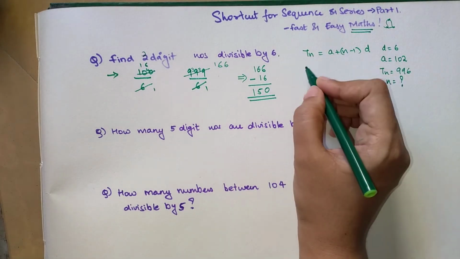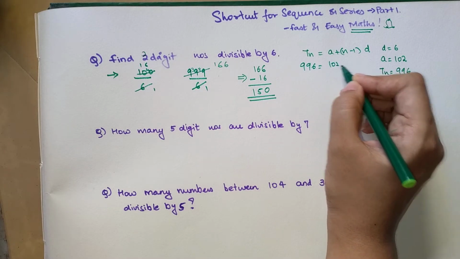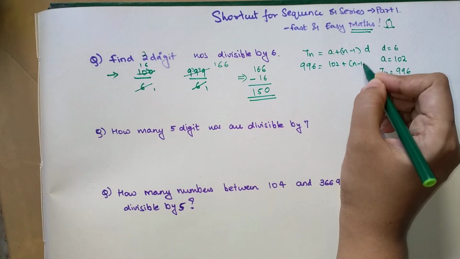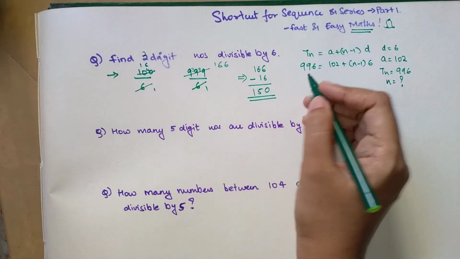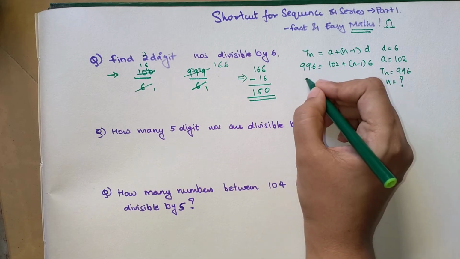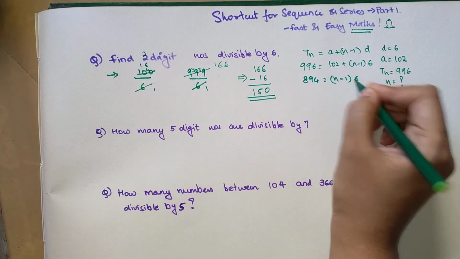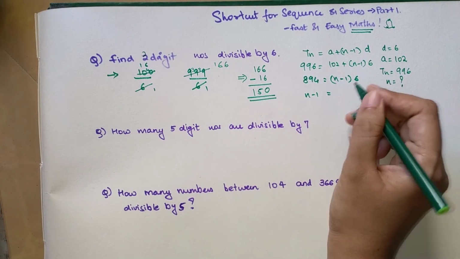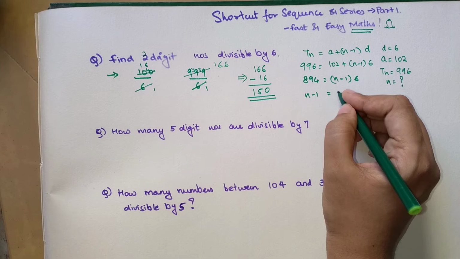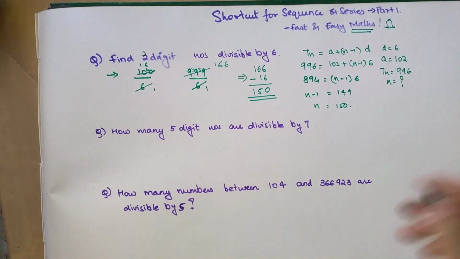So here, when I'm putting all these values, 996 is equal to 102 plus (n minus 1) into d, which is 6. So when I subtract 102 from 996, I get 894. That is equal to (n minus 1) into 6. When you divide both sides by 6, I can say n minus 1 is equal to 149. So n is equal to 150.